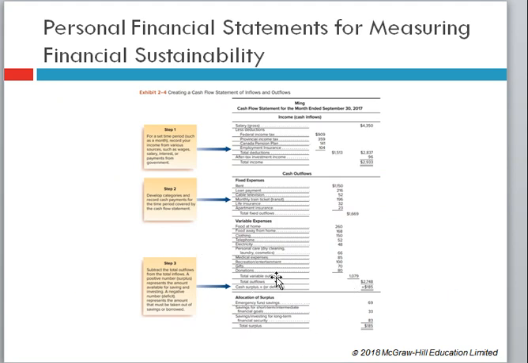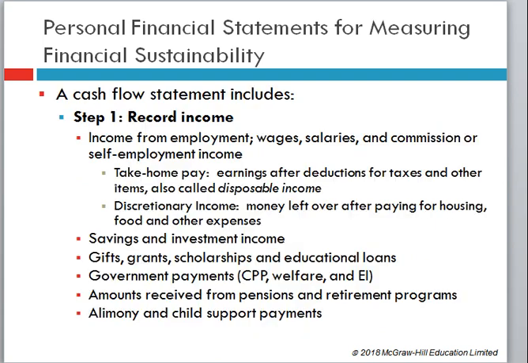You get your surplus, you get what is left, then you allocate for emergency funds, savings, etc. Cash flow statements include step 1, record your income. So income from employment. From that we calculate take home pay, which is earnings after deduction for taxes, and it is also called disposable income.